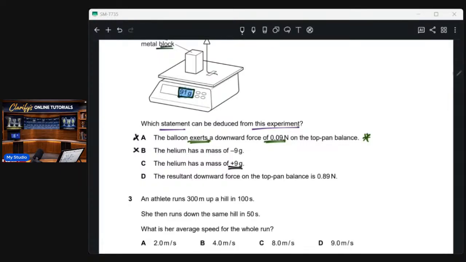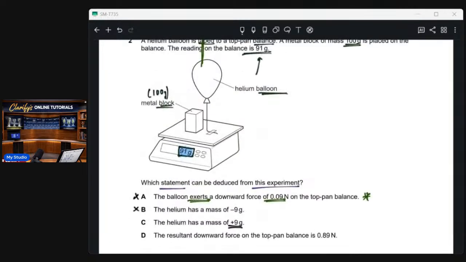Well, we don't know the mass of helium. You can't say the mass of helium is 9 grams. Where have you seen that? Oh, sir, there's a difference of 9 grams. Yes, there is a difference of 9 grams. But you can see that the value here is actually smaller. If helium was 9 grams of mass, then we were supposed to see 109 grams here. So we don't know the mass of helium, so this is out.